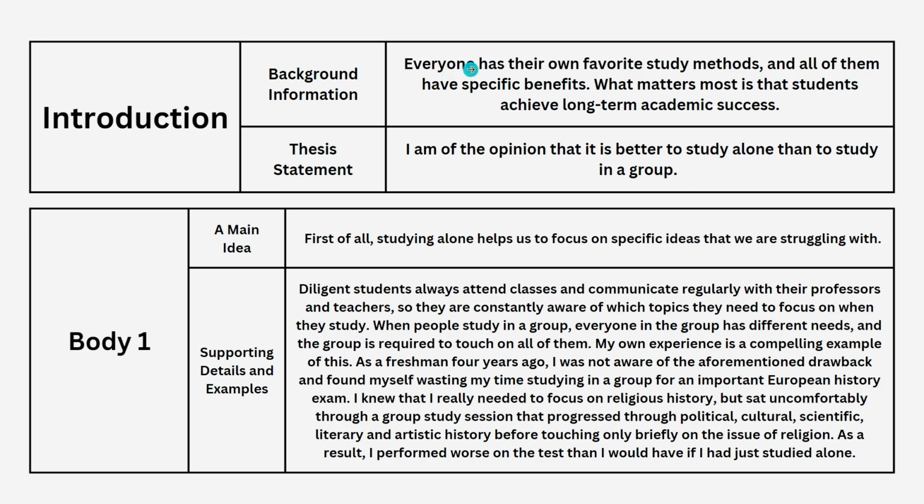In this case, I wrote, everyone has their own favorite study methods, and all of them have specific benefits. What matters most is that students achieve long-term academic success. So you can see I've got a couple of sentences here. And my essay is about study methods, it's about academic success, and it's about students. And so I've mentioned those three things in the background information. I haven't stated my opinion yet. I'm just introducing the topics of discussion.